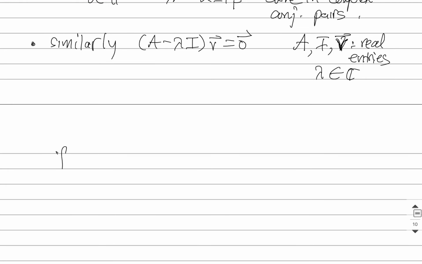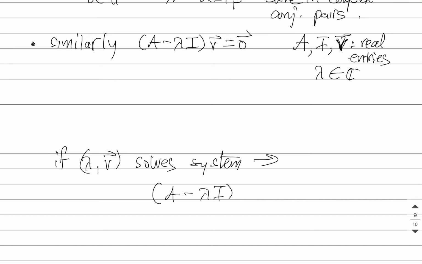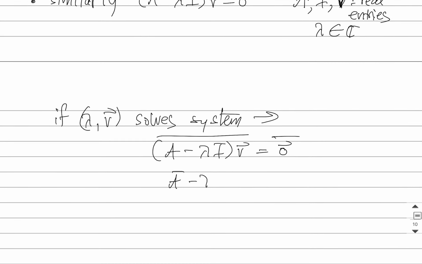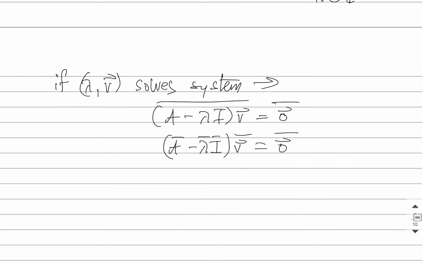If the lambda, v pair solves the system above, we are going to take that entire equation and take its complex conjugate. The bar denotes complex conjugate. By properties of complex conjugate, you can essentially distribute everything. And because these terms are all real, they are equal to their complex conjugates.